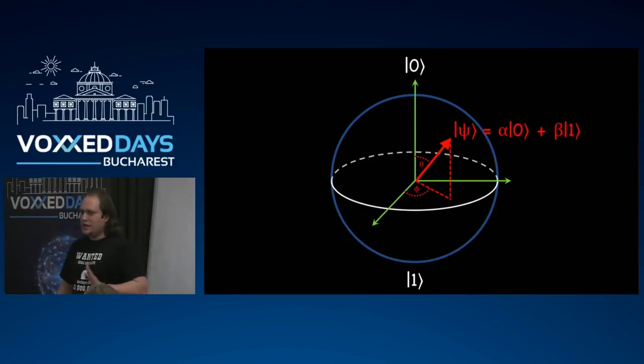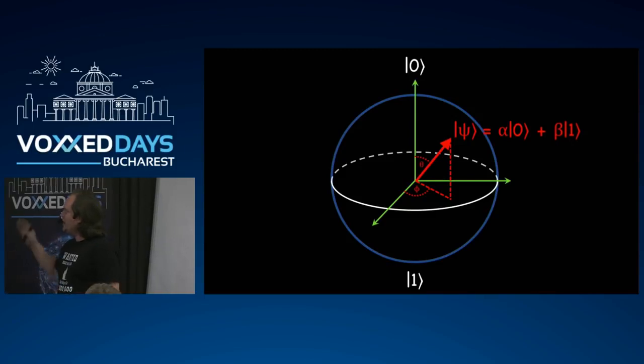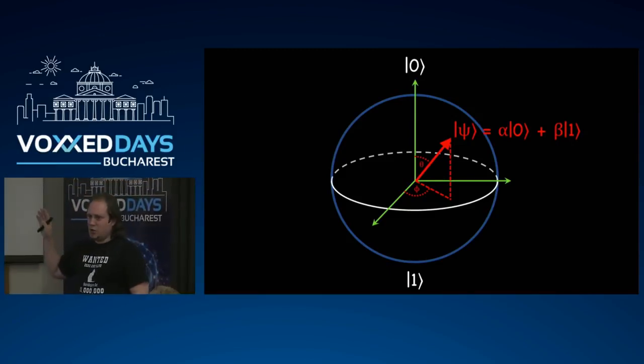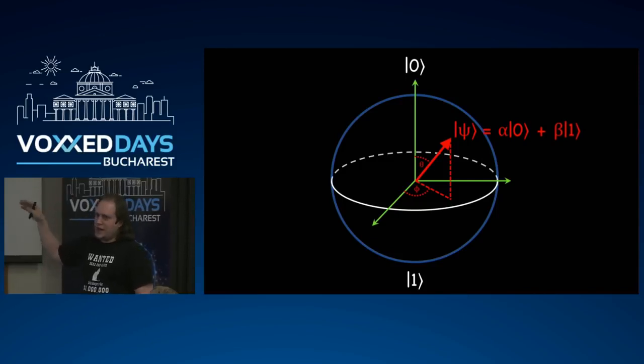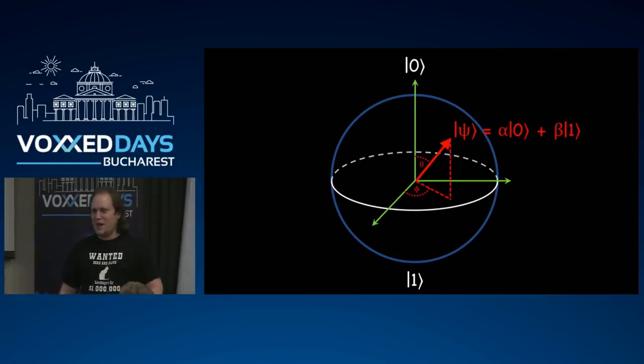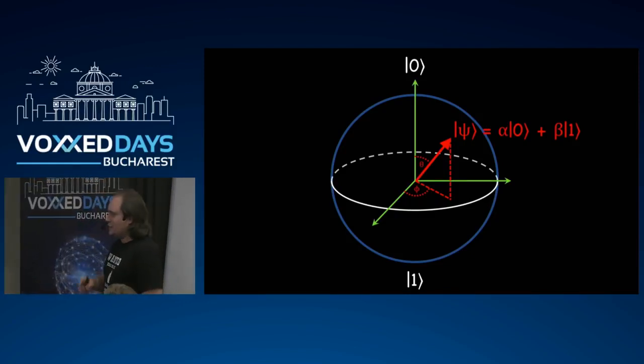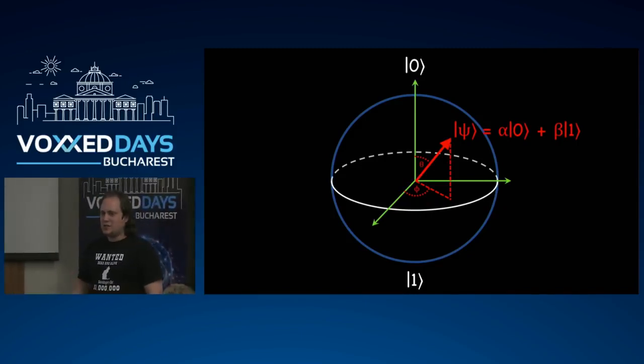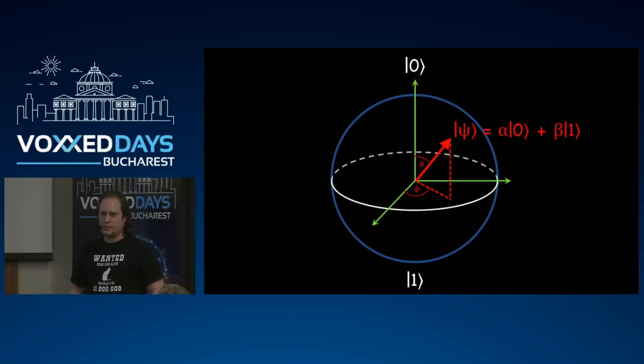Ignore the math. We don't need it for the rest of the talk. It is a combination. It makes sense in the mathematical model. The Bloch sphere is a three-dimensional representation of four-dimensional space. It gets mathematical. We don't have to care about it. What we have to care about is, okay, assuming we have this qubit, what can we do with it?